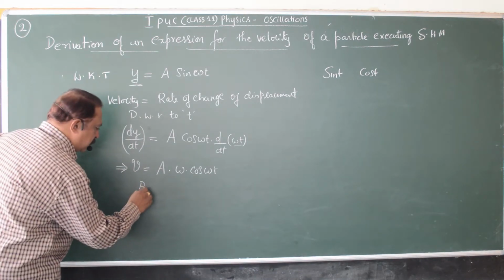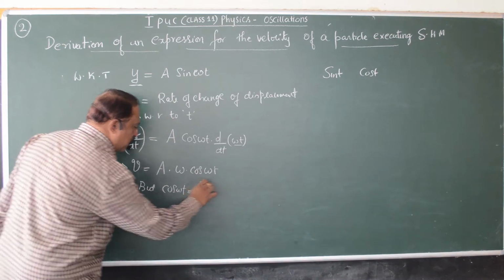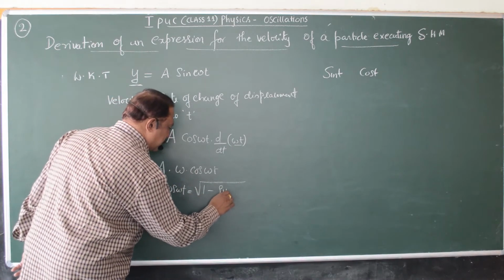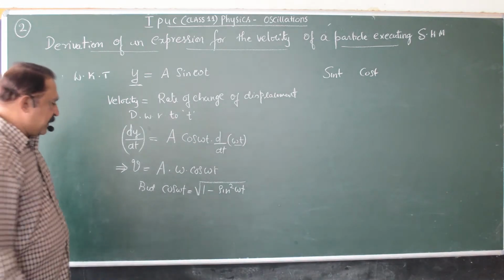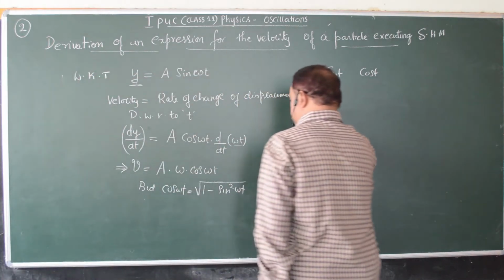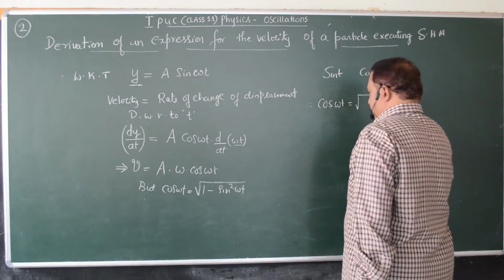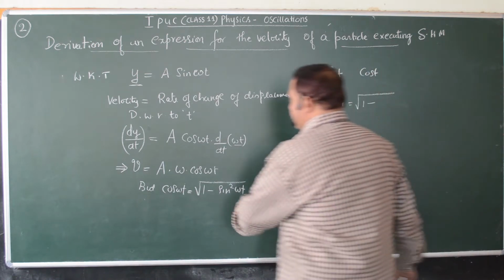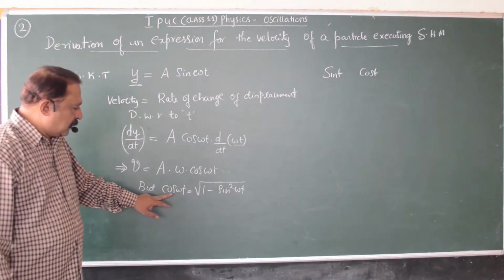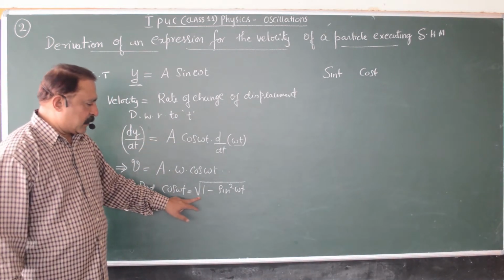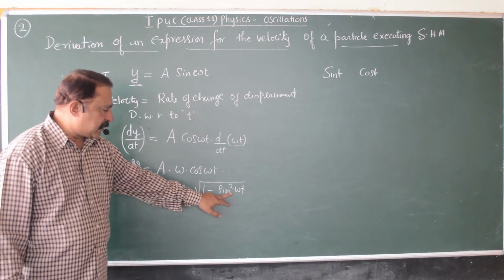But cos omega t is the square root of 1 minus sine square omega t, because cos theta is the square root of 1 minus sine square theta.